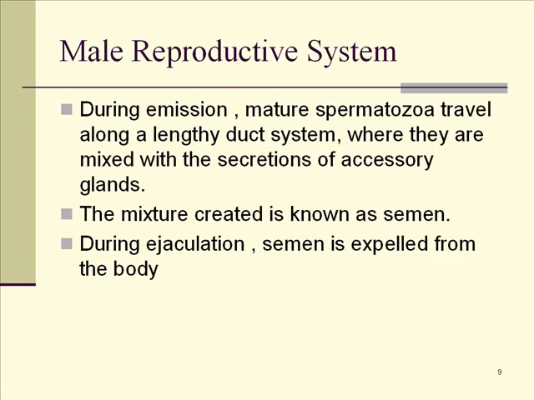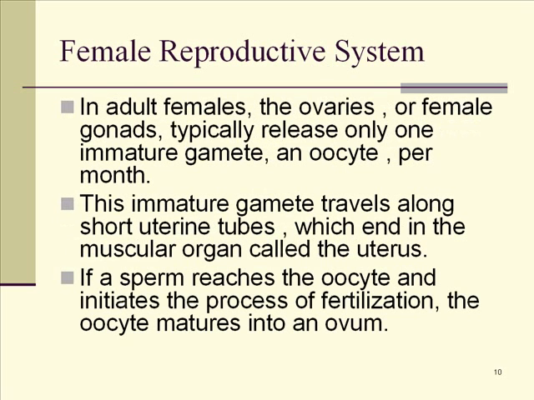During emission, mature spermatozoa will travel the length of the ductal system in the male reproductive system, where they will mix with secretions from accessory glands along the tract of the ductal system. The mixture of the secretions along with the spermatozoa is referred to as semen. During ejaculation, the semen is expelled from the body of the male, typically into the female, and then there will be a union of the gametes, and we'll go into more detail about that in just a bit.